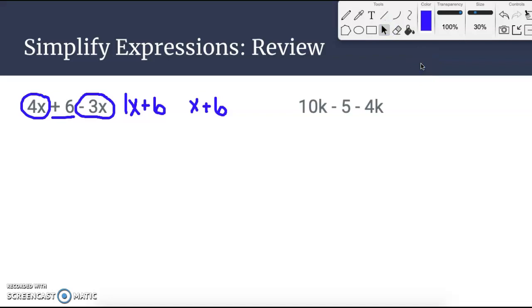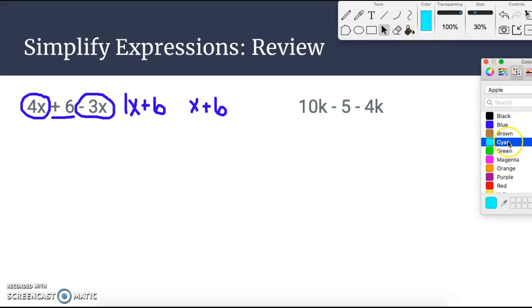In 10k minus 5 minus 4k, again, this is not currently written in simplest form because I see like terms. So I see 10k and minus 4k or negative 4k. So I'm going to combine those by doing 10 minus 4, which is 6k. And then I have a constant, which is minus 5, but there are no other constants. So I'm going to include that in my answer. And now 6k minus 5 is in simplest form. There are no like terms and no parentheses.